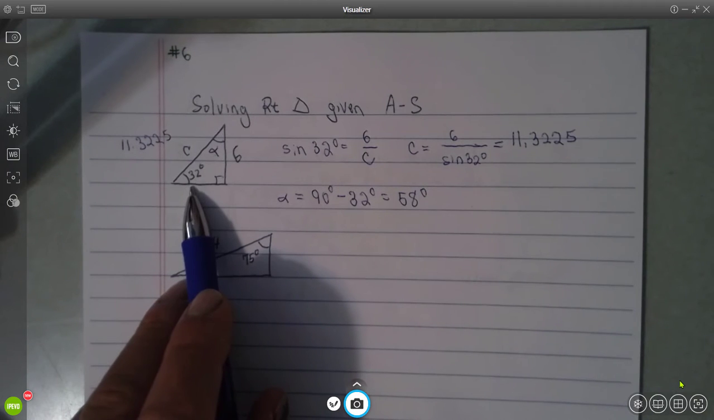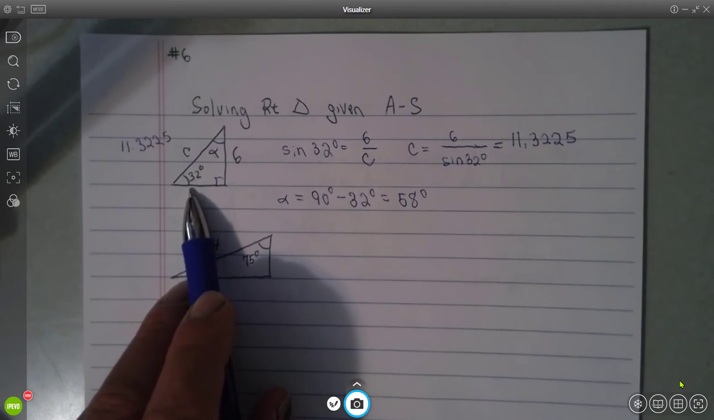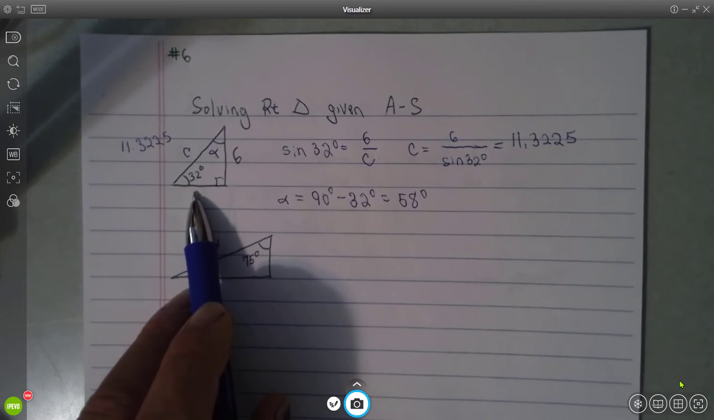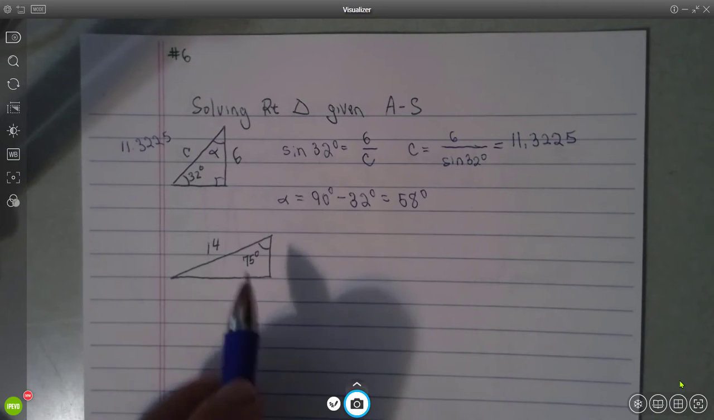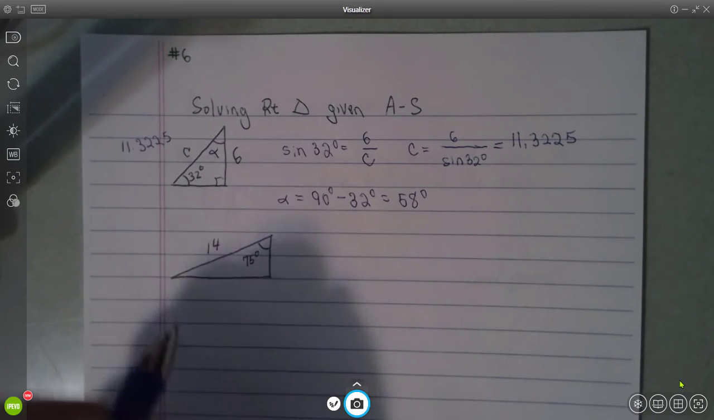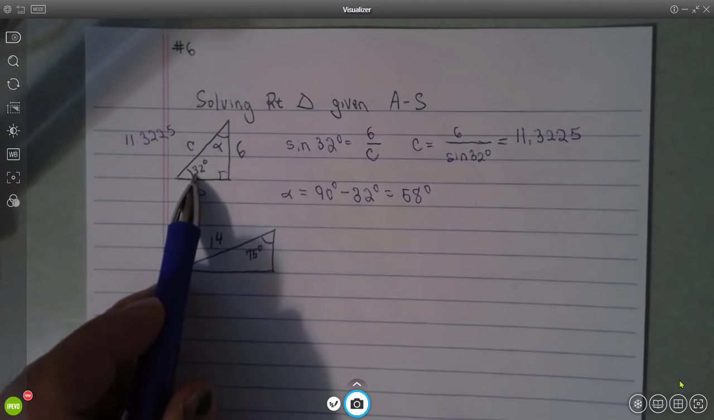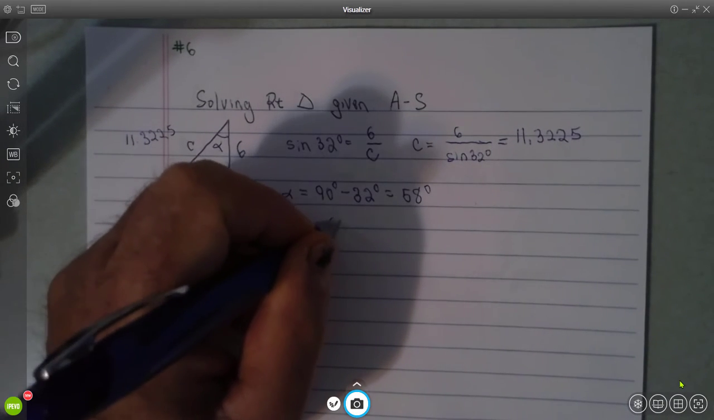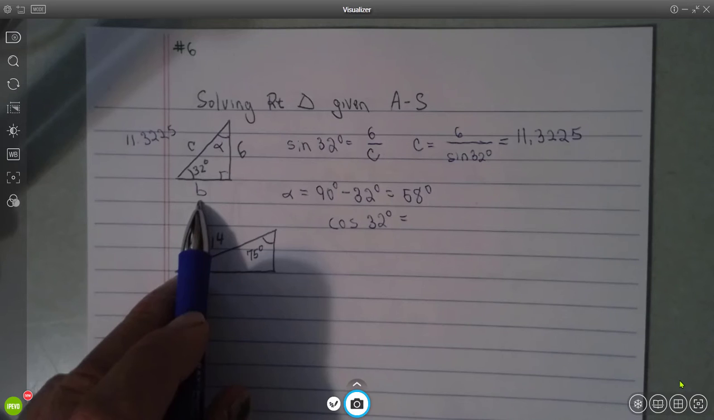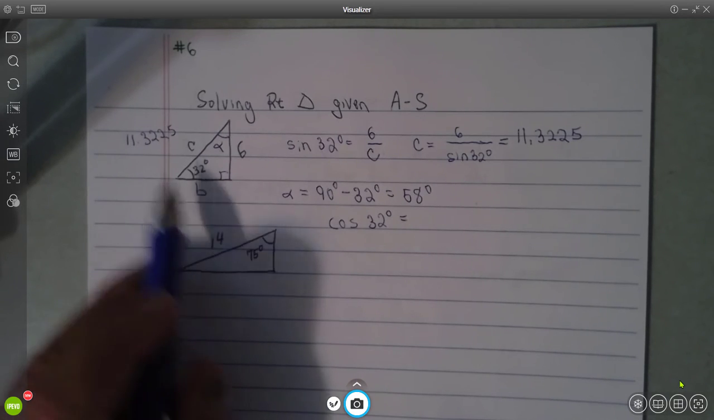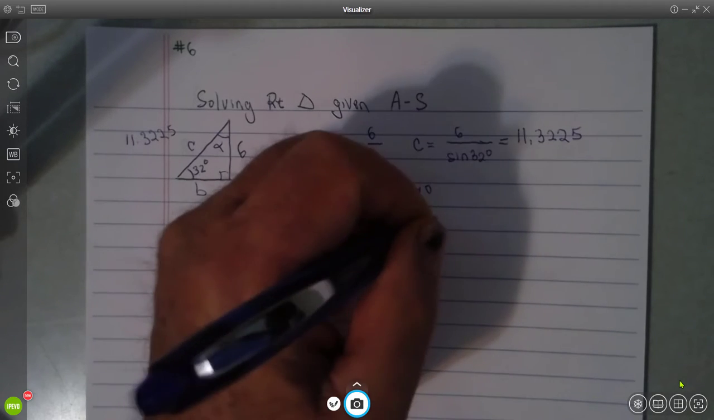Now we're only missing one side. We have options here. We could use the Pythagorean theorem. We could use a trigonometric function. Why don't we do the latter? I'm going to call this side B, and then the cosine of 32 degrees is equal to B over 11.3225.